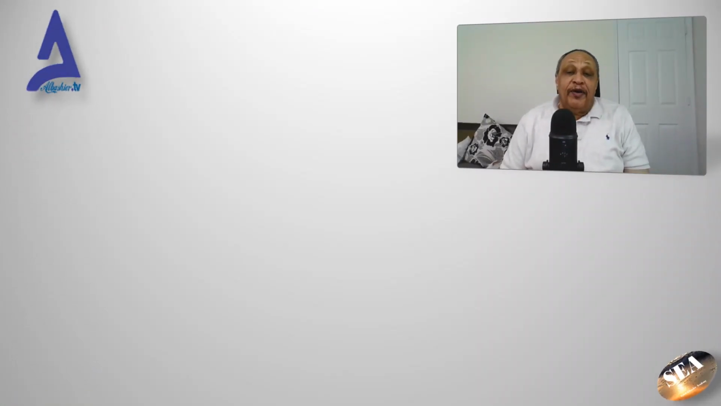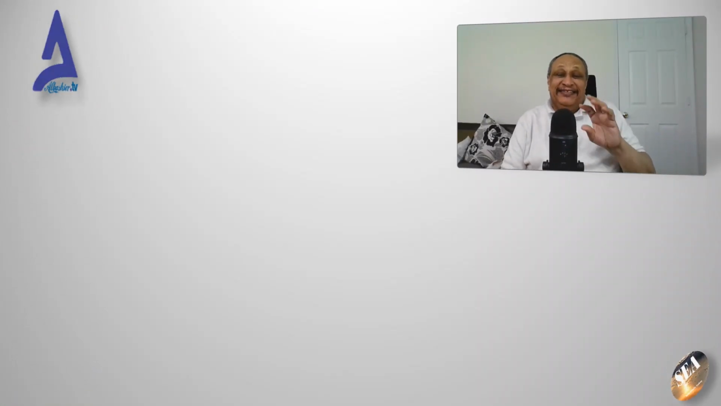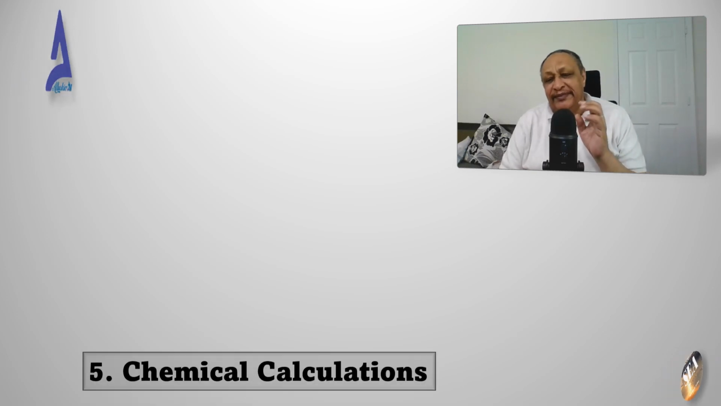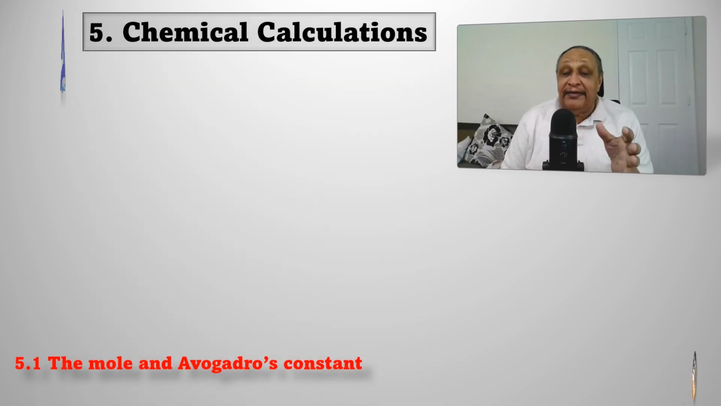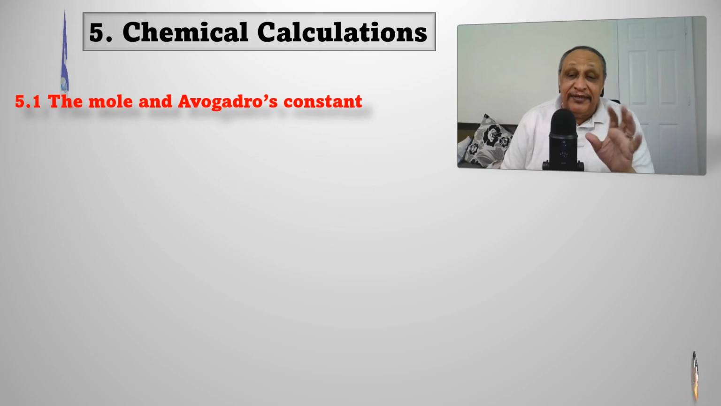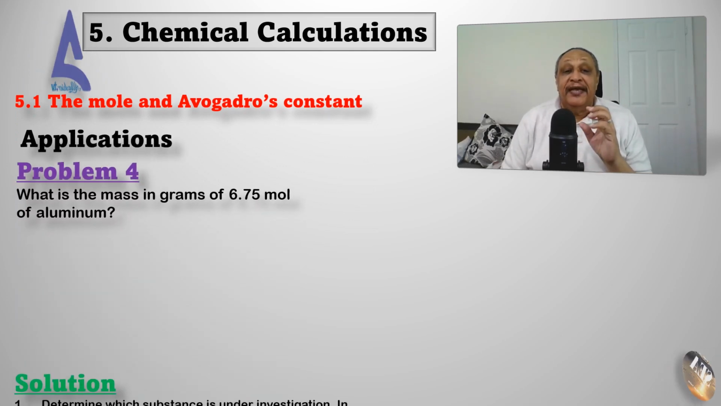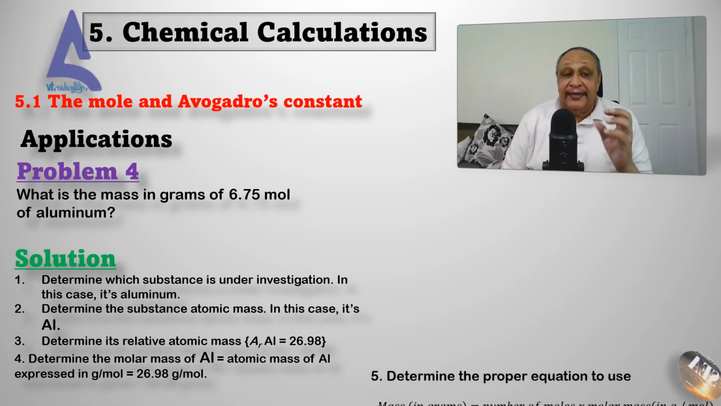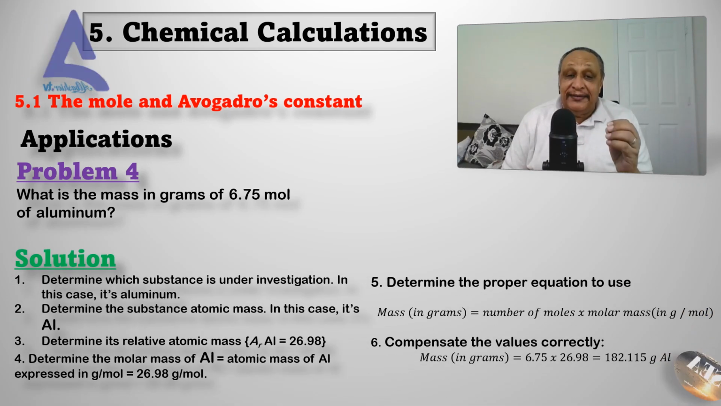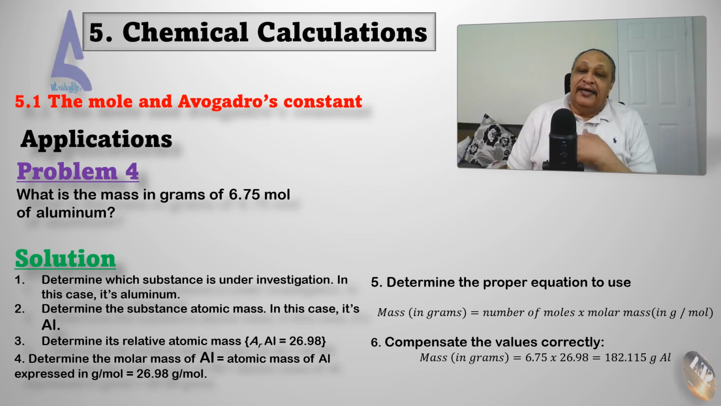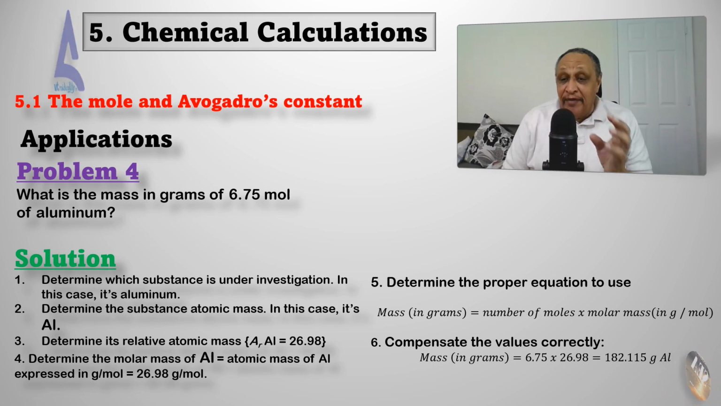Our fourth problem is a little bit tricky. It is direct, but there is something you have to understand. It says, what is the mass in grams of 6.75 mole of aluminum?